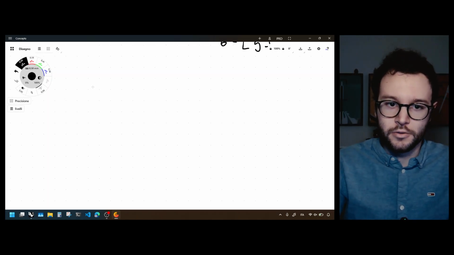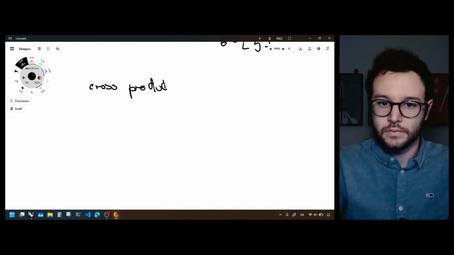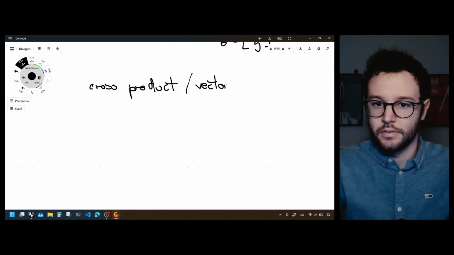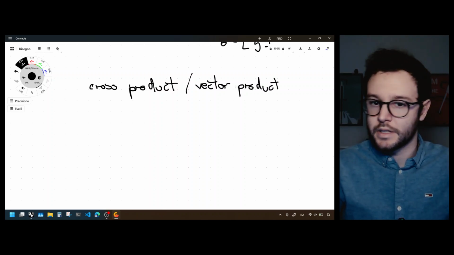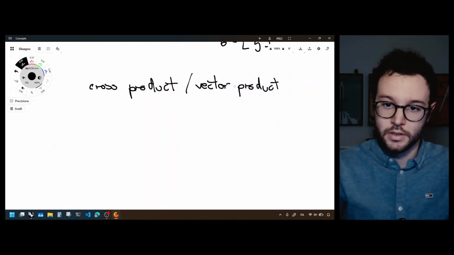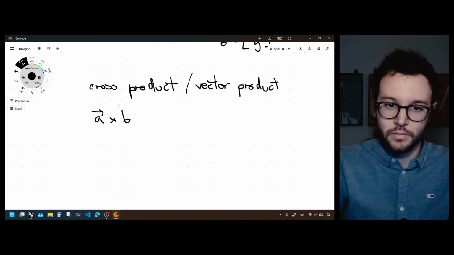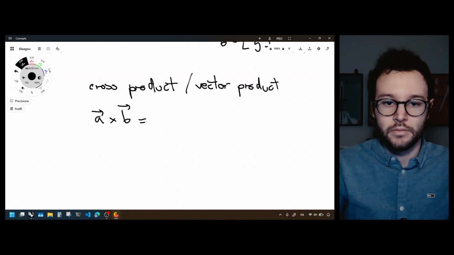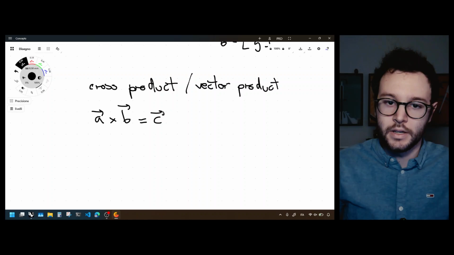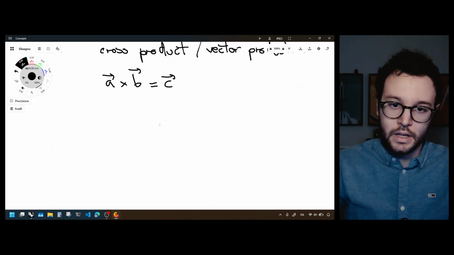So one is called the cross product, also called a vector product. The reason it's called a vector product is because it returns a vector as a result. So let's say we have A, and we write A cross B like this, and then we get a certain vector C. So this will be a vector, and indeed we could visualize it.